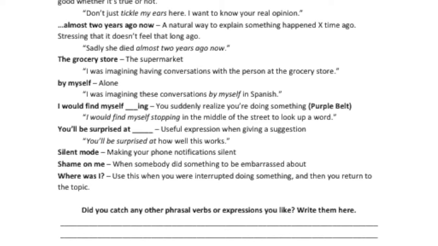Next, I said almost 2 years ago now. Almost 2 years ago now. And this is a natural way to explain that something happened a certain time ago, but you kind of express that it's surprising that it's been so long, right? It feels like less time. It's surprising. She died almost 2 years ago now, right?